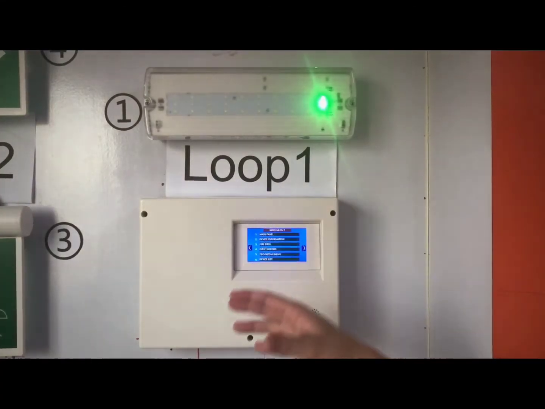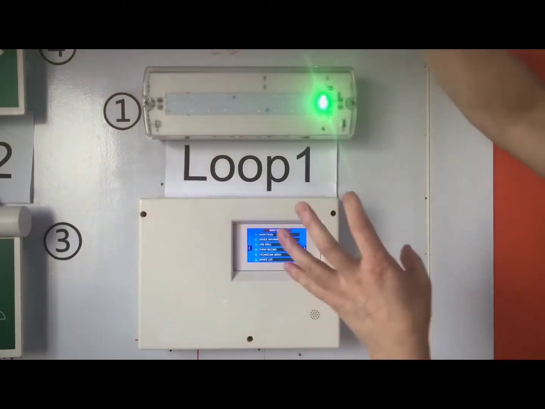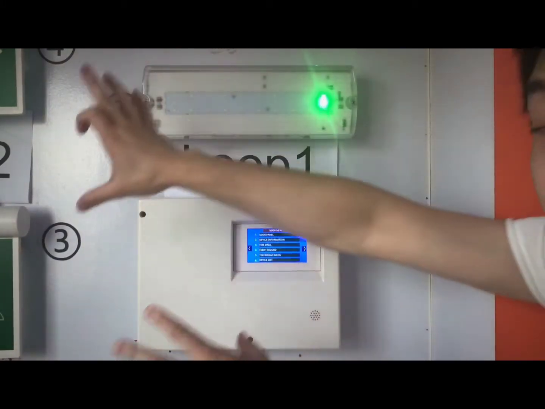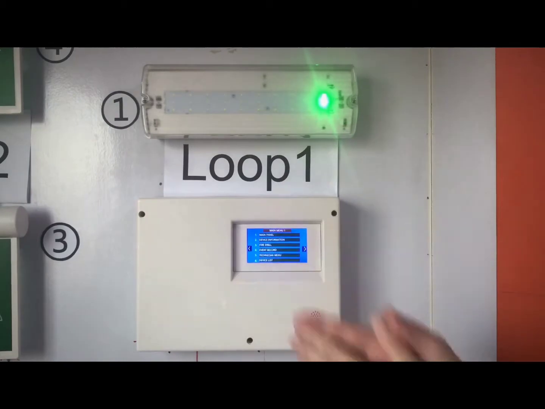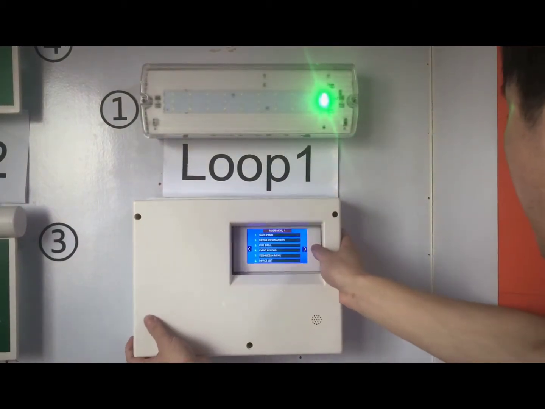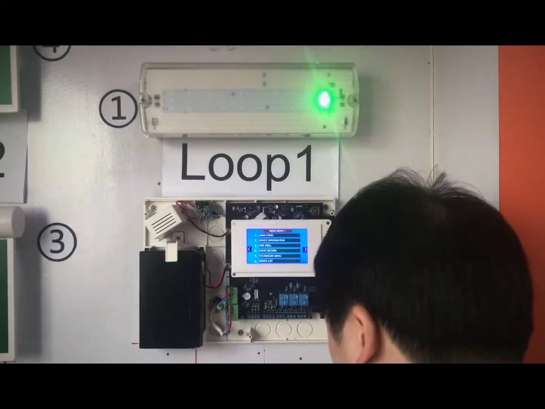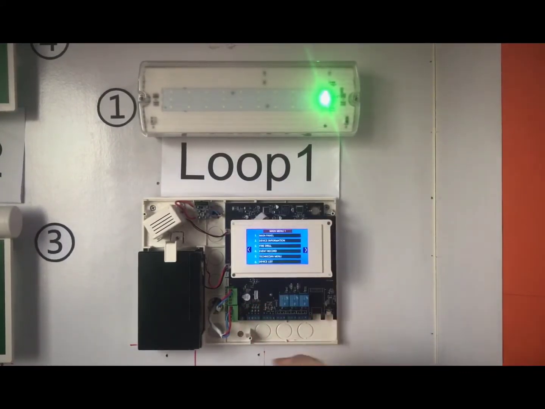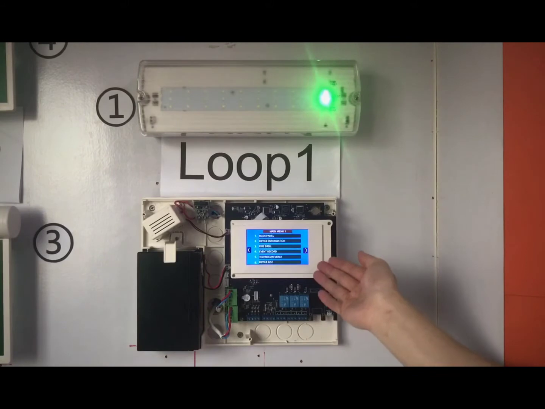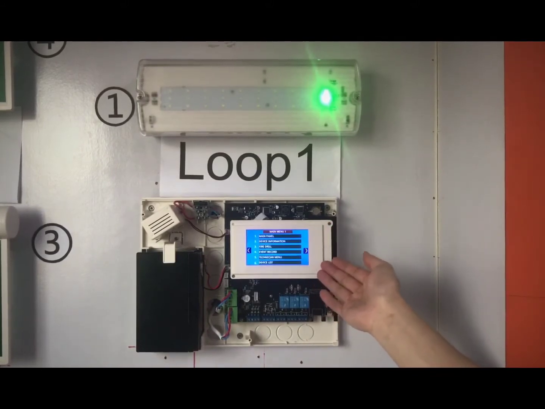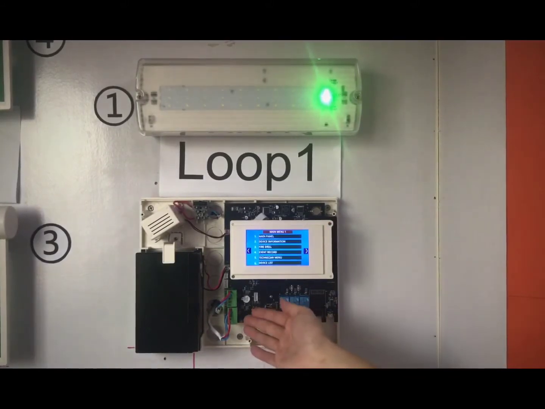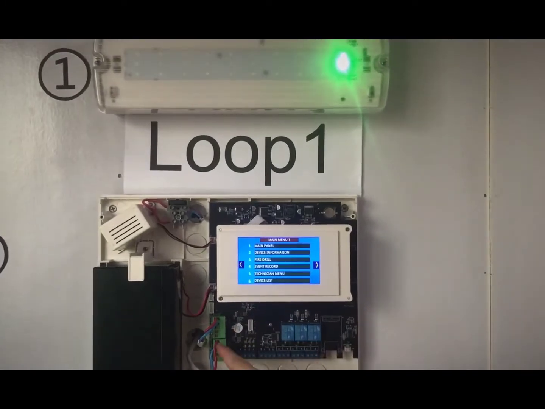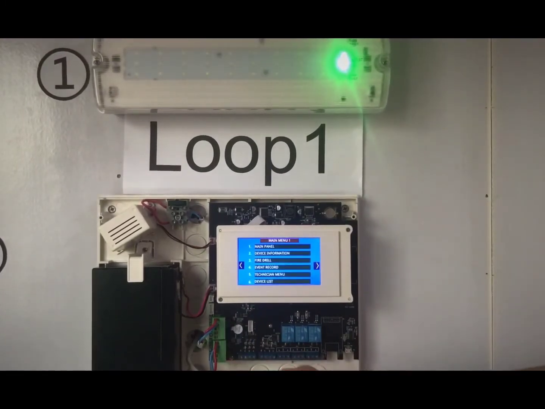Now let me show you how to connect the emergency lights and the exit signs to this control panel. This is the internal structure of the control panel. Here is the battery. Here is our 4.3-inch touch screen. Here are the loop terminals. Here is loop 1 and here is loop 2.